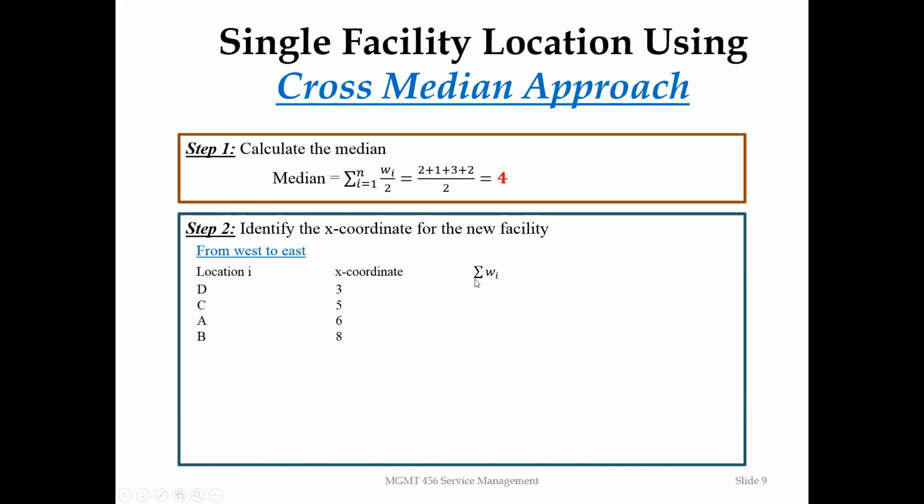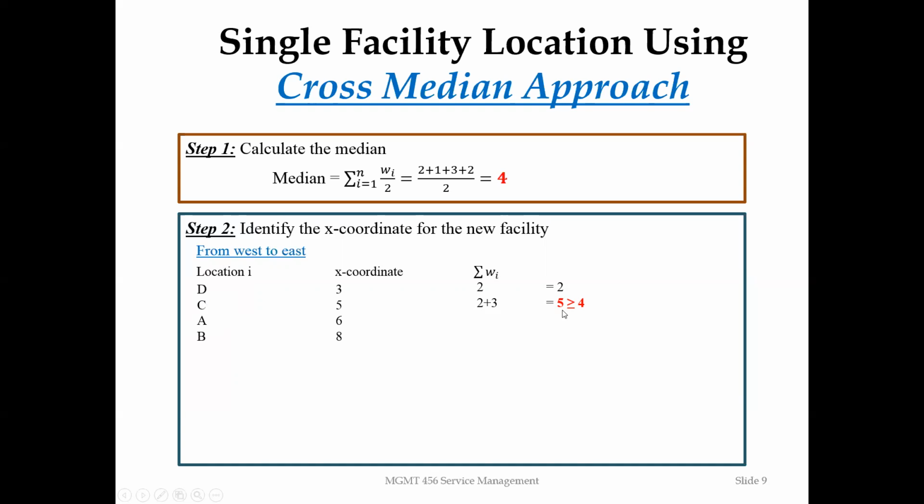Now let's do the total weights. Going from west to east, what's the total weight? The first city is D. What's the weight for D? It is 2. So is 2 greater than or equal to 4? Of course not. If not, we'll keep adding more weights. So the next city will be city C. We'll add the weight for city C, which is 3. So we use 2, the weight for city D, plus 3, the weight for city C. So we have a total of 5.